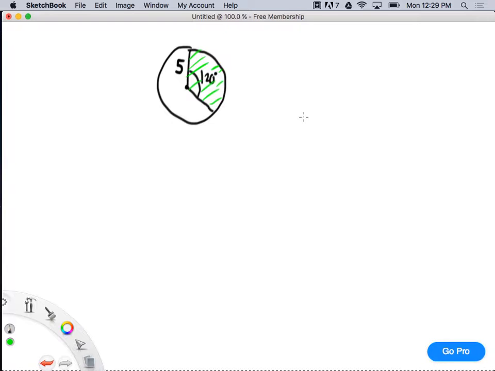Everybody do it. It's 5. It's not working. I'm just doing that. That's 5. The radius is 5, the angle is 120 degrees. So it's 5 times the radius. 26.2. 1.18.